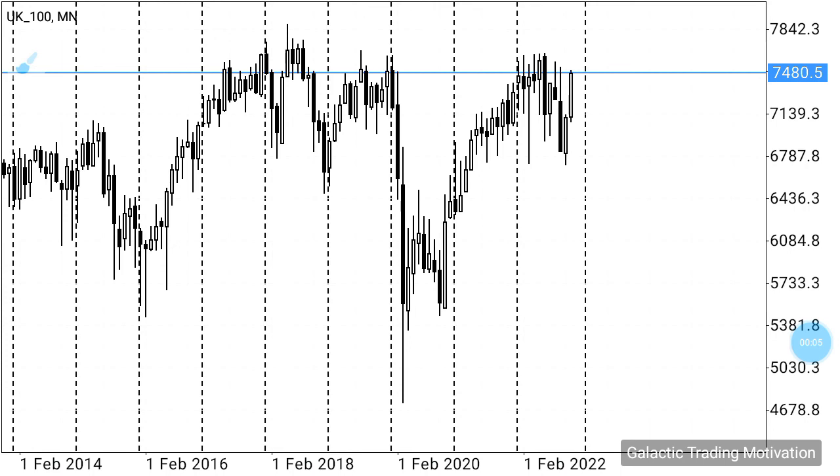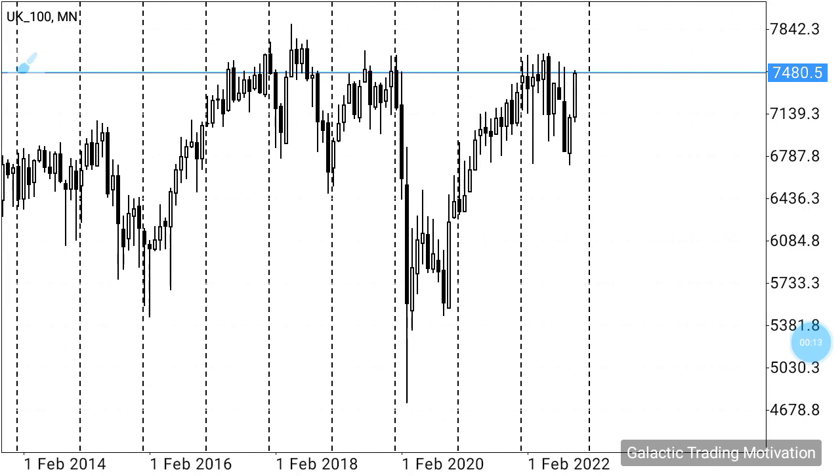Let's have a look at UK100. And as you guys know by now, we usually start off our analysis on the monthly chart. And yeah, without wasting any further time, let's get into the actual analysis.